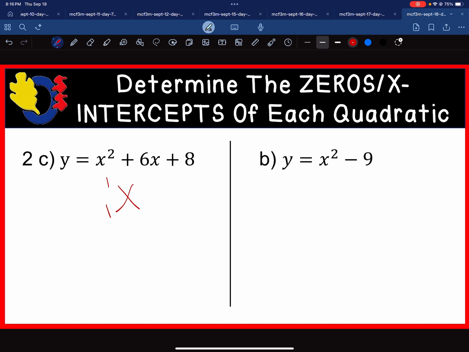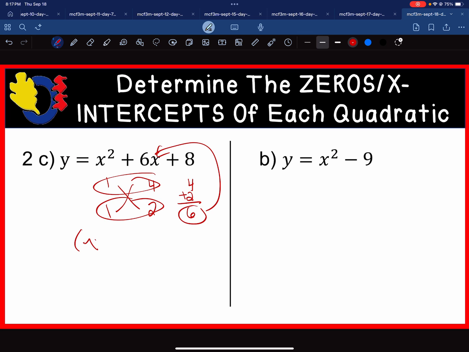So 1 and 1 on the left, and we need to find two numbers that will give us 8 when we multiply, and then the diagonals will add to 6. Okay, so we have 4 and 2. So that will give us 4 plus 2 on the diagonal, which is 6, which is our middle term. So we're going to go ahead and put that together. So we get x plus 4 and x plus 2.